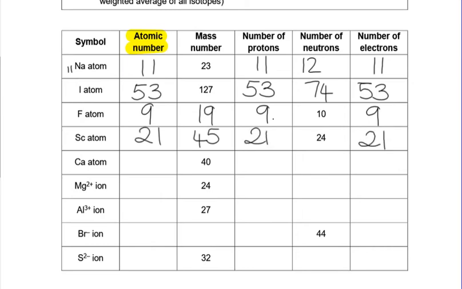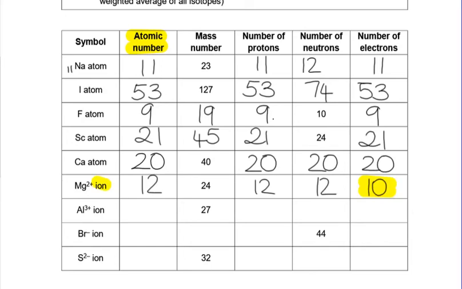So for scandium, you should have got 21, 45, 21, 21. We were adding 21 and 24 to get the 45 for the mass number. Calcium is element number 20, so it has 20 protons. 40 as a mass number minus 20 gives us 20 neutrons, and because it's an atom, we've also got 20 electrons.